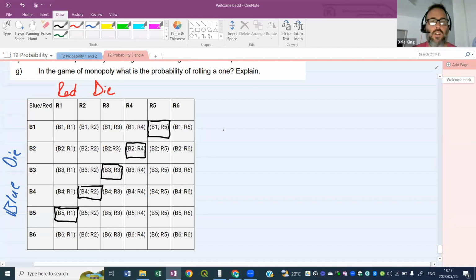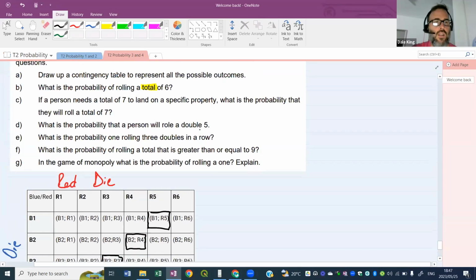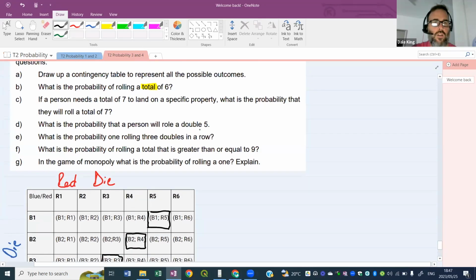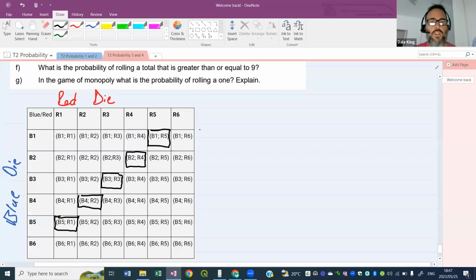All right. So what's the probability of getting this? The question is again, what is the probability of rolling a total of 6, or rolling these combinations? So what must I write?